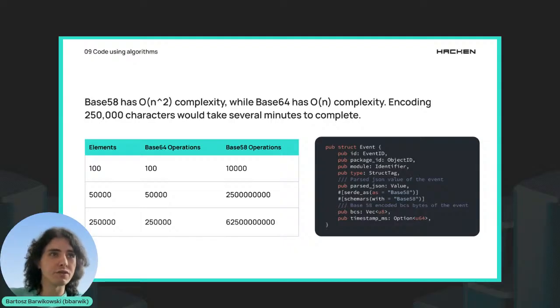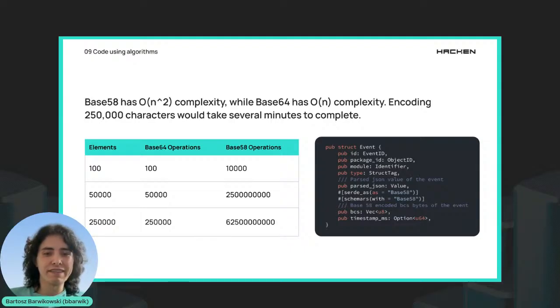And the developers also didn't know about this difference in complexity, and they started to use base58 to encode transactions in the blockchain, because what's the difference, right? And yeah, the difference was huge. It was possible to abuse this, and by creating a specific transaction with a lot of data, it was possible to take down the network, because a transaction with 250,000 elements was taking 10 minutes to execute. So yeah, that was a very interesting issue.